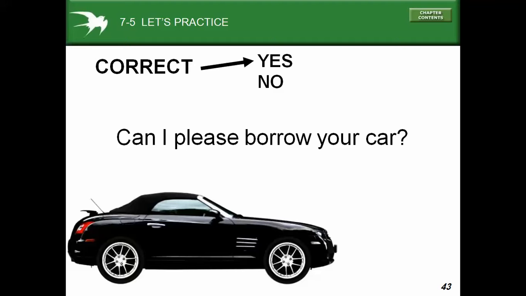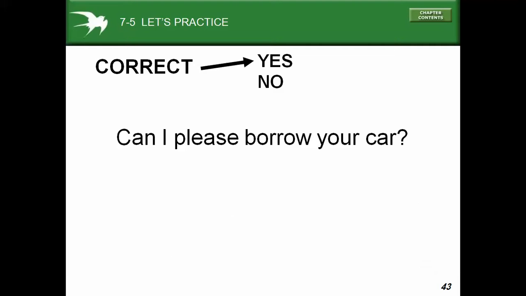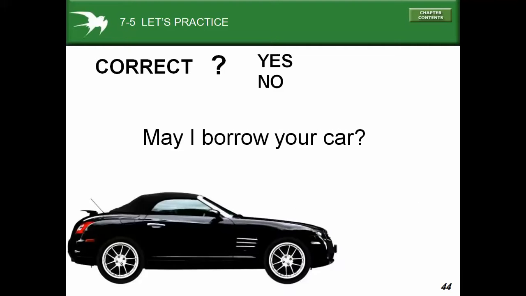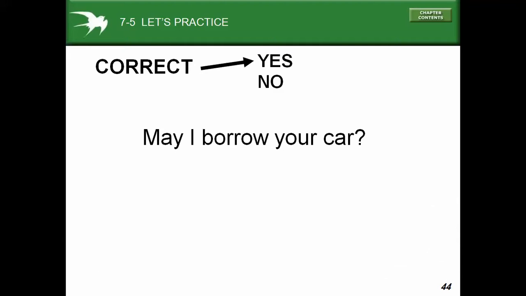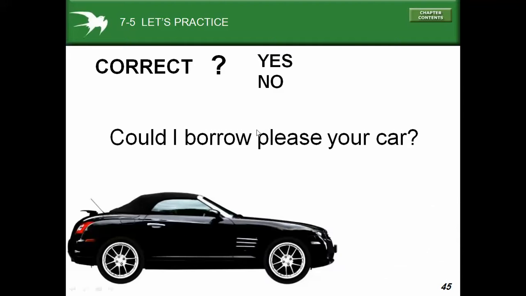Yes. Correct. May I borrow your car? Is it correct? Yes. Correct. Could I borrow your car? No, it is not correct.